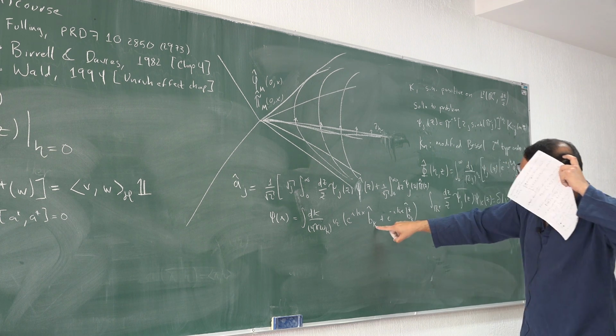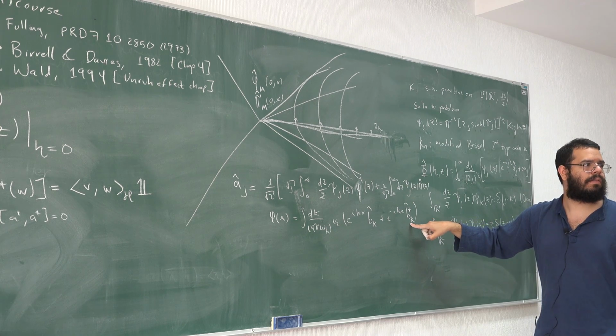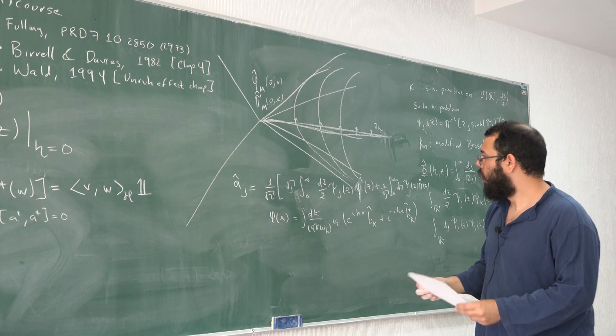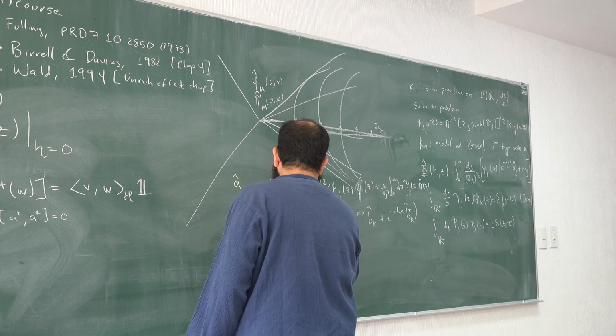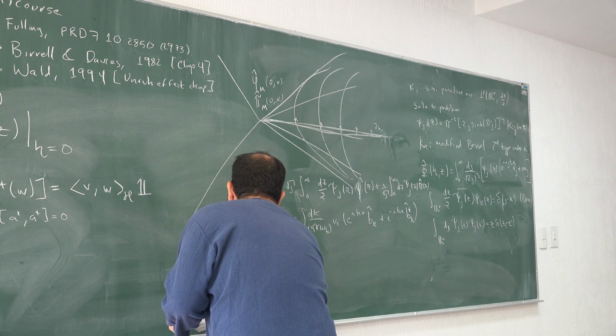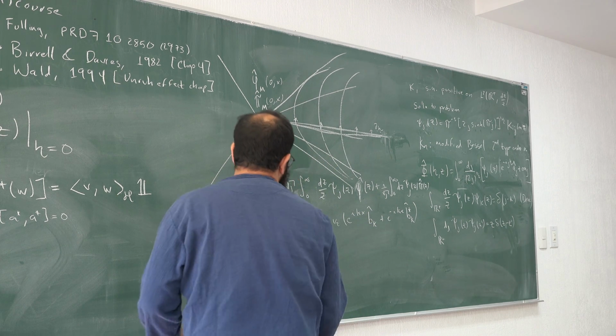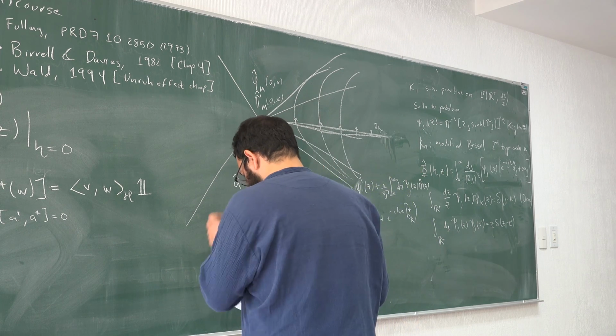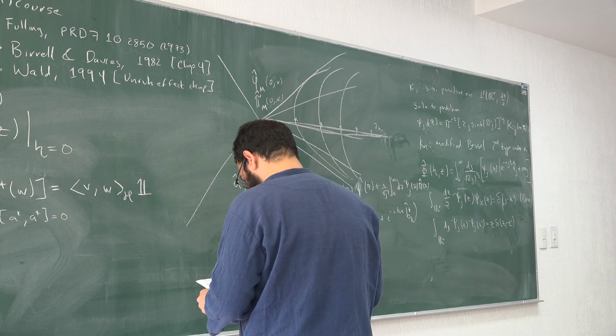And I'm calling the Minkowski creation annihilation operators B, just to distinguish them from these ones that I'm calling A now. Okay? And there's a similar expression for Px. And what I get from this is that I can express the Aj in terms of the Bk and the Bk star. And I get the following expression.